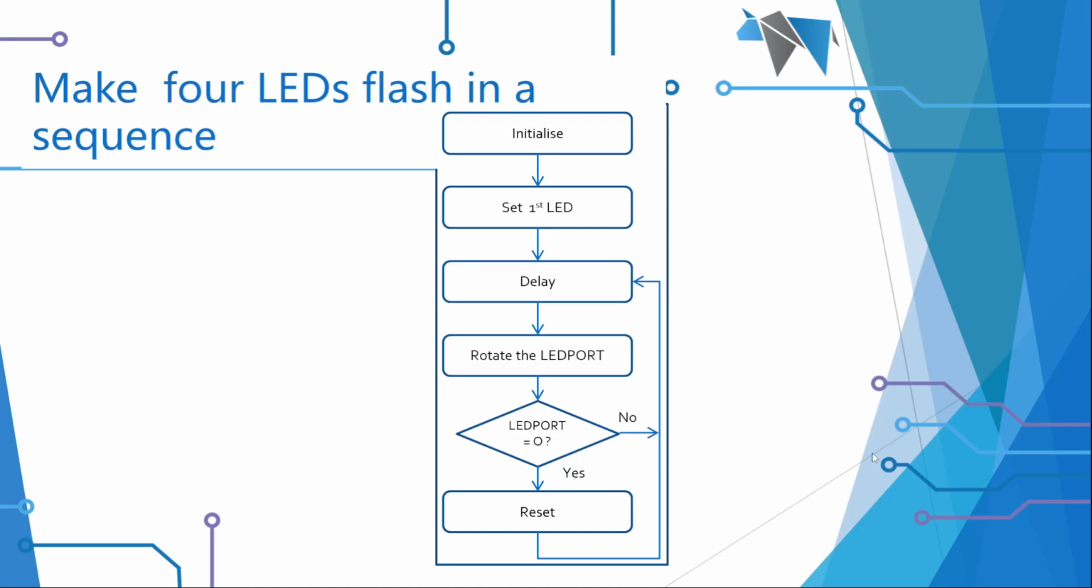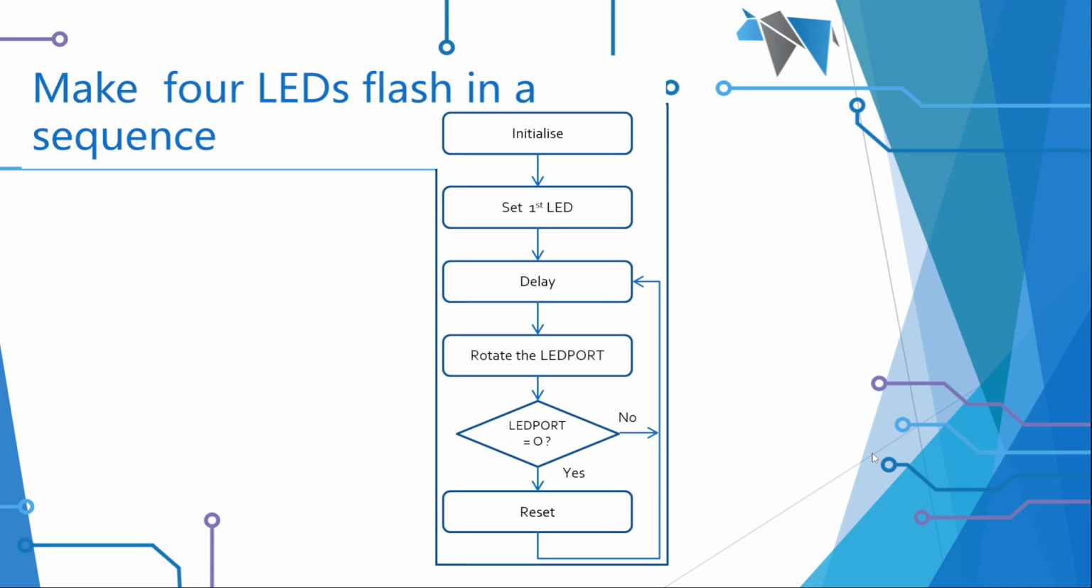So what are we going to do? We're going to simply do a bit of logic. We're going to initialize the PIC. We're going to set the value of the first LED. We're going to do a delay, and then we're going to rotate. New command, rotate. And after a number of rotations, if the value of that rotation port is equal to 0, just reset it and go back to where we started. So it's quite simple.